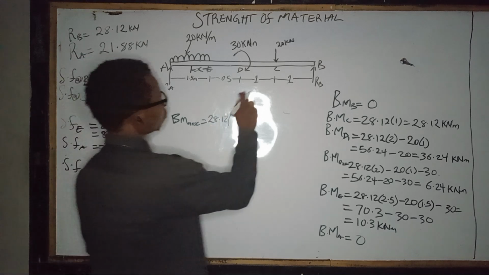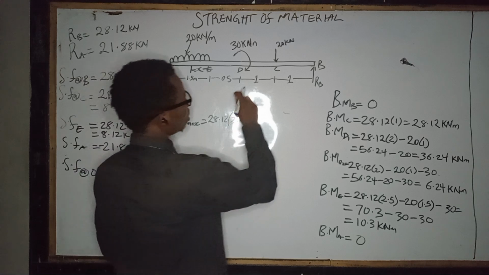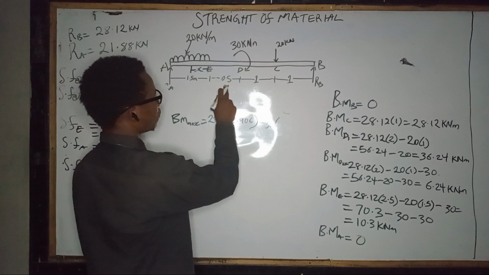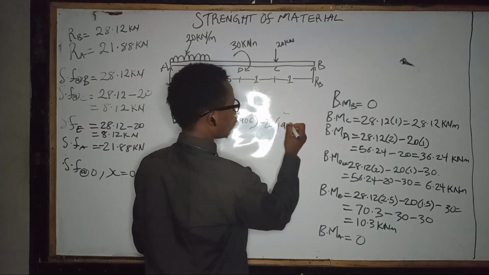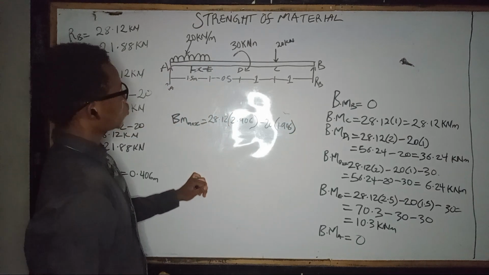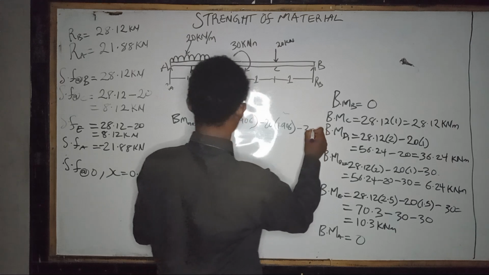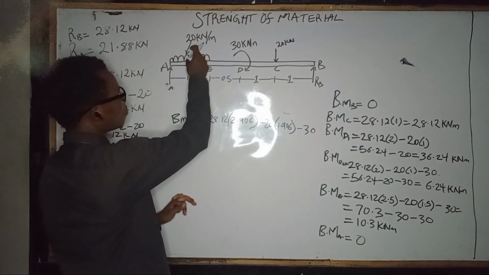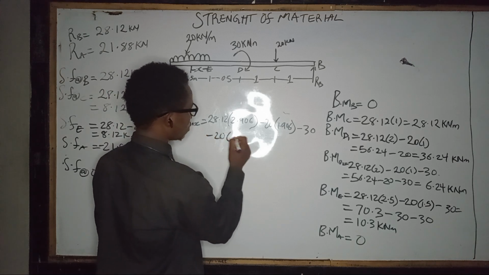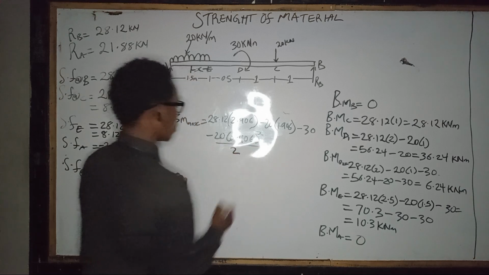It will give us 2.906 for that. Then for here we have minus 20 times 1 times 0.5, we have 1.906 meter. Then we also have our bending moment here, which is minus 30, and there will be a small UDL from that distance, which is minus 20 times 0.406 all squared divided by 2.